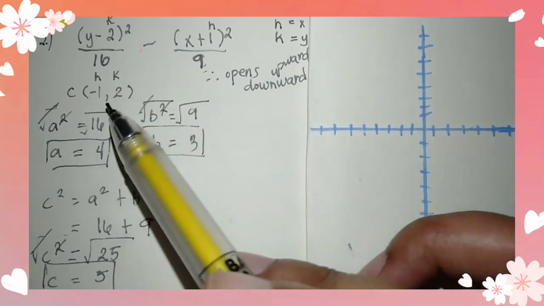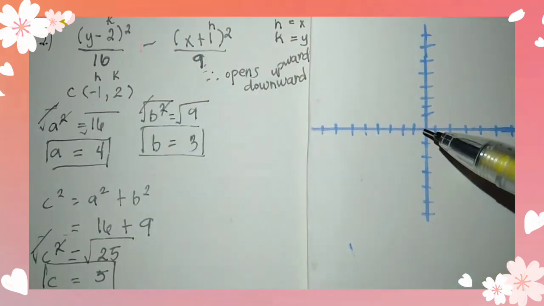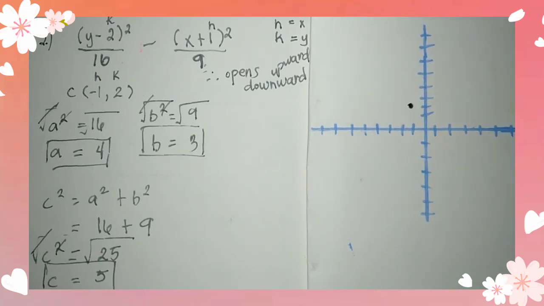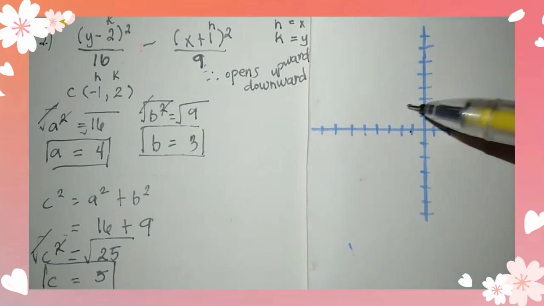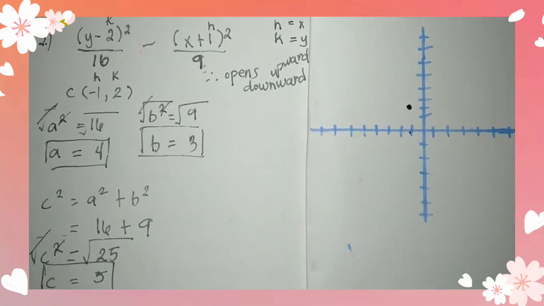Since we have negative 1 and positive 2, so ang ating x will be negative 1, so dito siya, negative 1. And positive 2. So, nandito yung ating center. Negative 1 and positive 2. Tama?